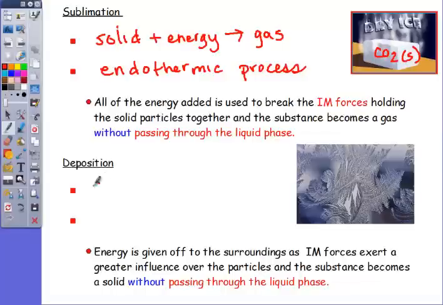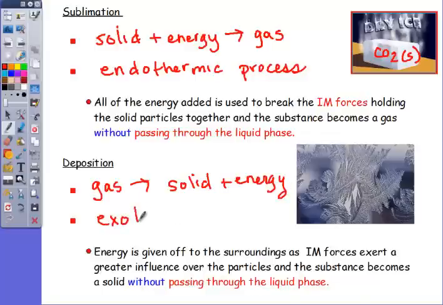Deposition is the reverse process. In deposition, I have a gas going directly to a solid and releasing energy in the process. Since it's releasing energy, or energy is exiting, that would be an exothermic process. So what's happening on the particle level here? In this case, energy is being removed. As that energy is removed, those particles are going to be slowing down such that intermolecular forces become a bigger factor and they start to kind of stick together, if you want to think of them that way.